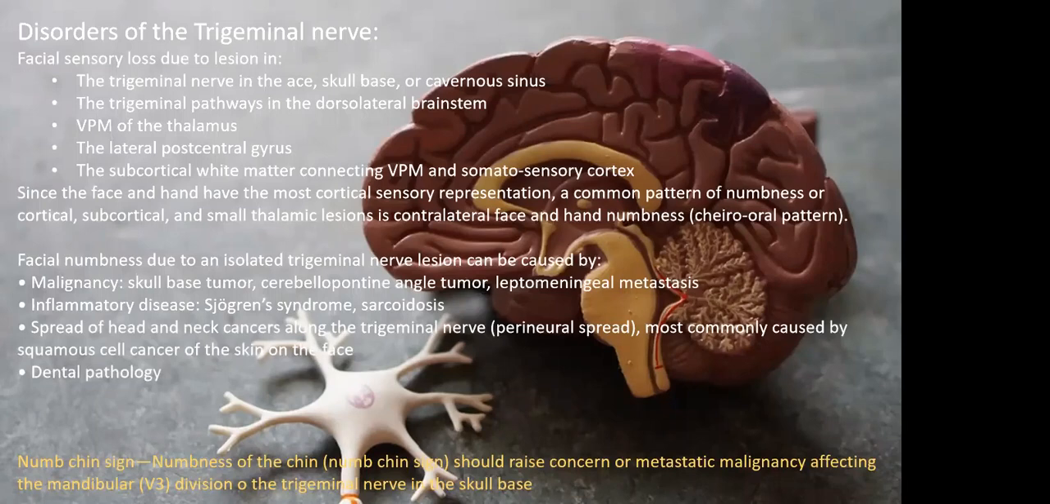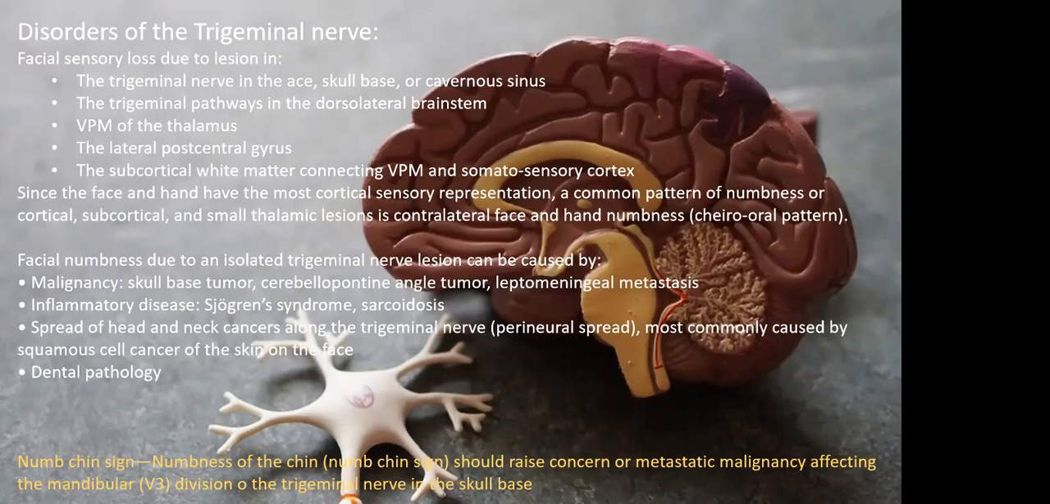Facial numbness due to an isolated trigeminal nerve lesion can be caused by malignancy, skull-base tumors, cerebellopontine angle tumor, or leptomeningeal metastasis. Inflammatory disease such as Sjogren's syndrome, in which the nerves are inflamed, and the most common symptom is dry mouth, sarcoidosis, spread of head and neck cancers along the trigeminal nerves, and it's most commonly caused by squamous cell cancer of the skin of the face.